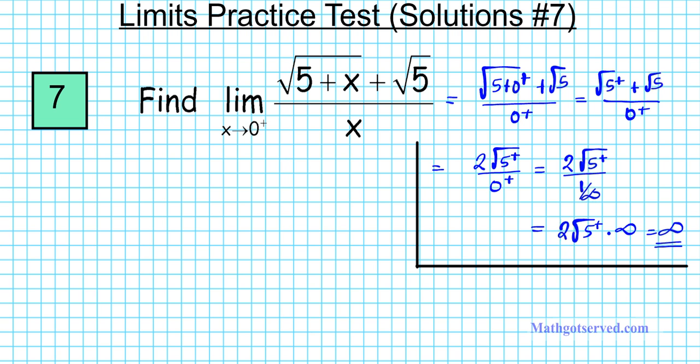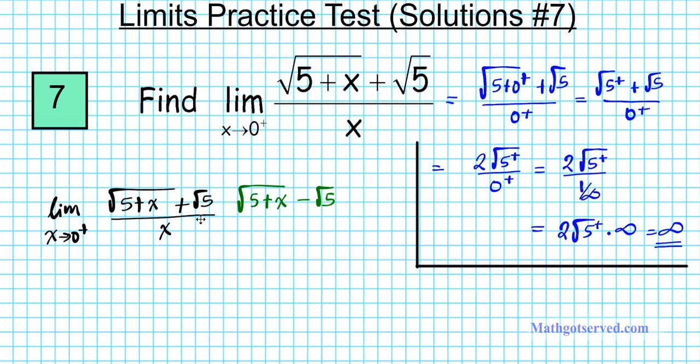And then here we're going to use rationalization. So if we rationalize the numerator, we're looking for the limit as x approaches 0 from the right of the square root of 5 plus x plus the square root of 5 divided by x. So what I'm going to do here is multiply the numerator and the denominator by the conjugate of this numerator expression. All I simply do is invert the sign, root 5 plus x minus root 5, the sign between the two radical quantities. Multiply the numerator and the denominator by that.